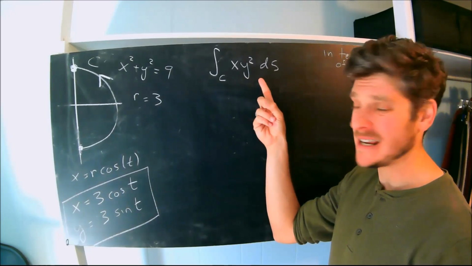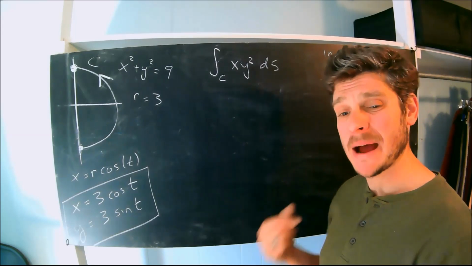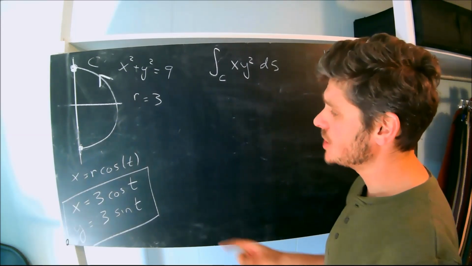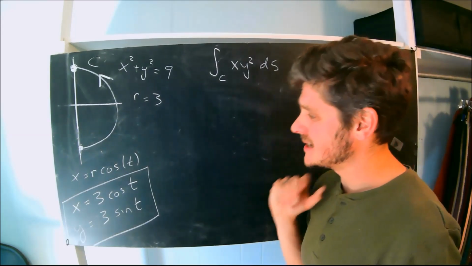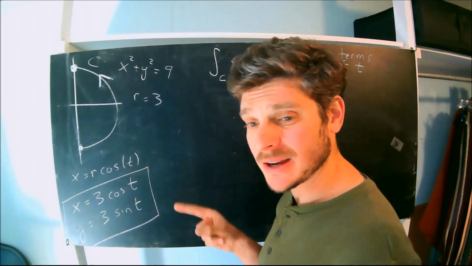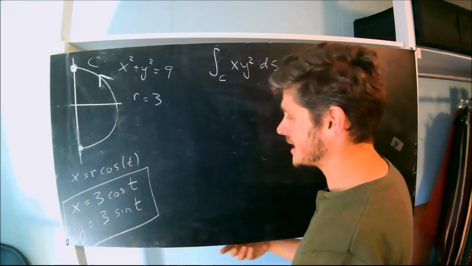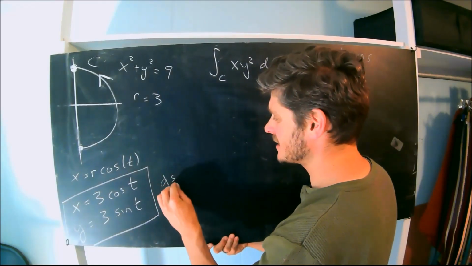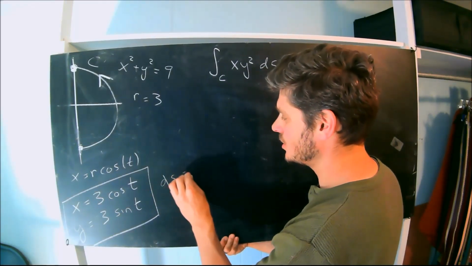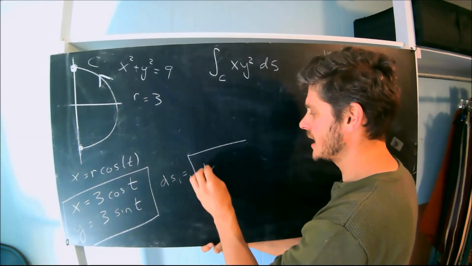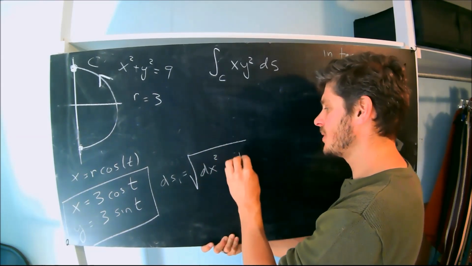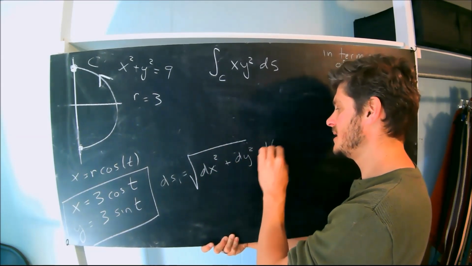But I need to do the rest. I'm going to have to substitute for ds, and I'm also going to have to find my bounds of integration. So let's do ds next. So here's my x and my y. Well, what's ds going to be? From what we just showed a second ago, ds is equal to the square root of dx squared plus dy squared dt.